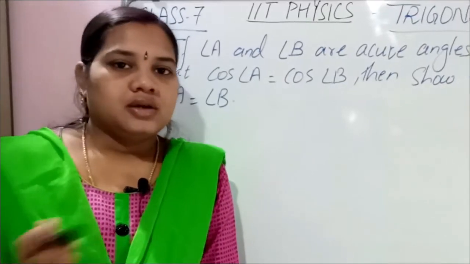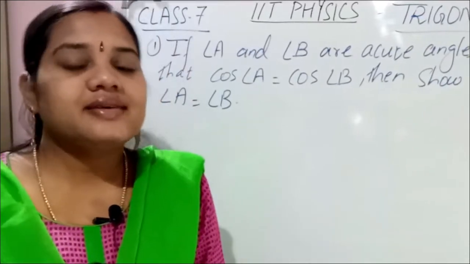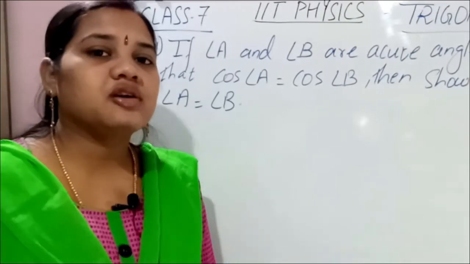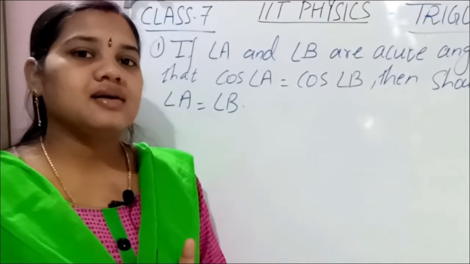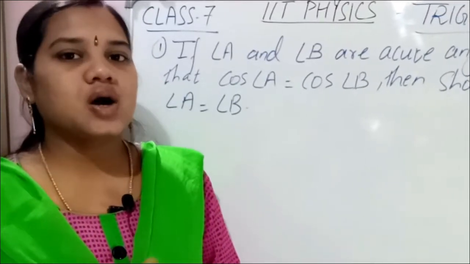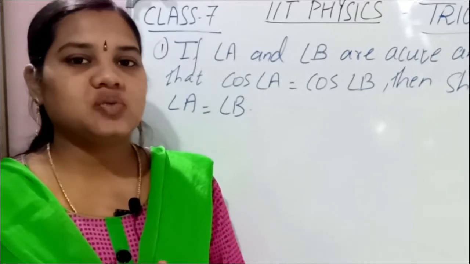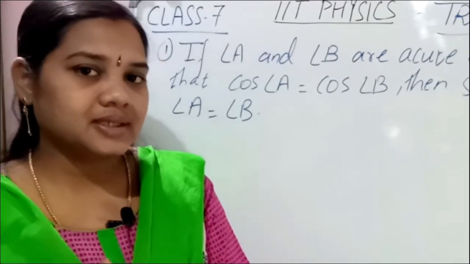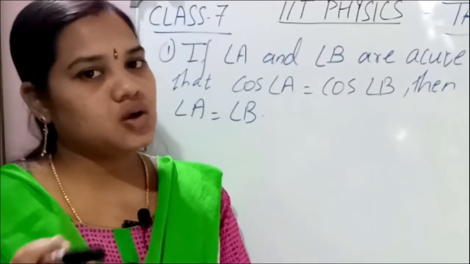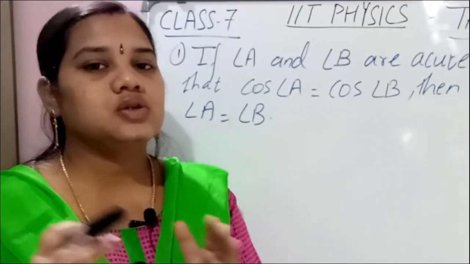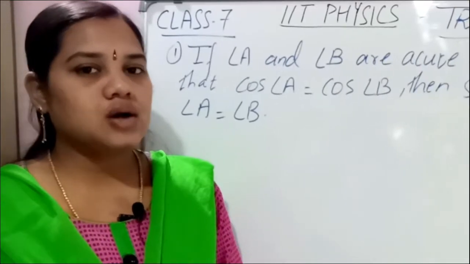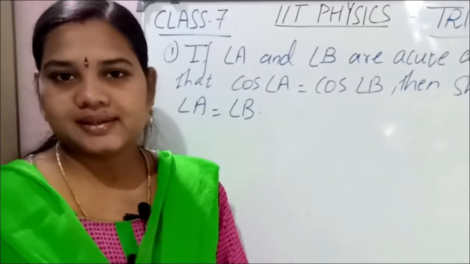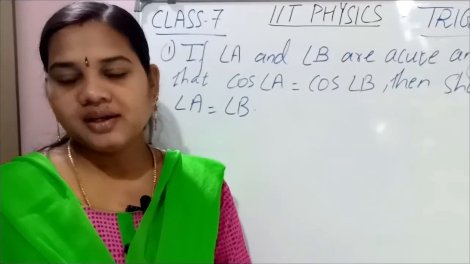So in the last class we discussed reciprocal relations. Reciprocal relation means sine theta is equal to 1 by cosec theta, cosec theta is equal to 1 by sine theta, cos theta is equal to 1 by sec theta, sec theta is equal to 1 by cos theta, tan theta is equal to 1 by cot theta, and cot theta is equal to 1 by tan theta. That is what reciprocal relations are.